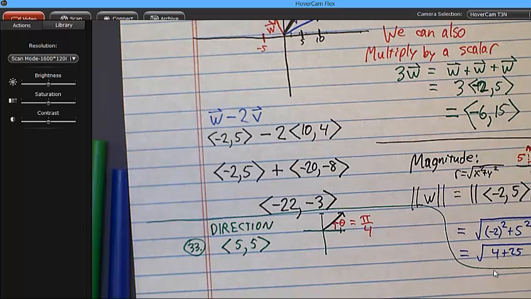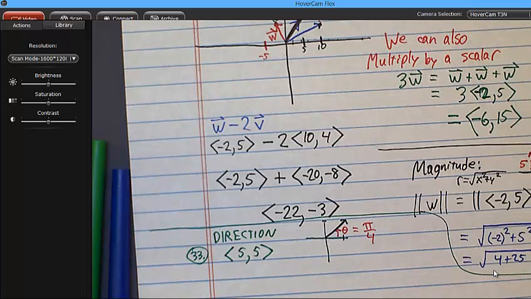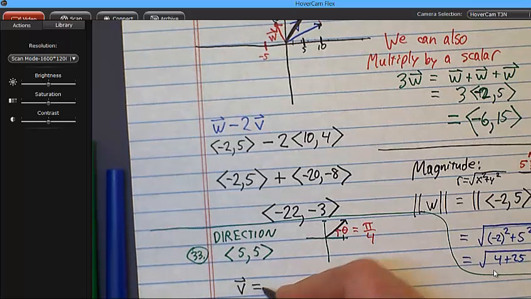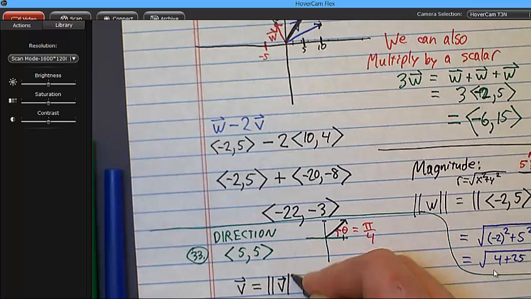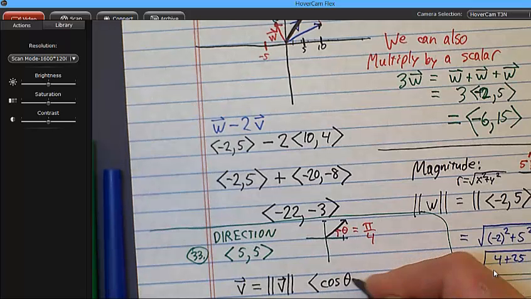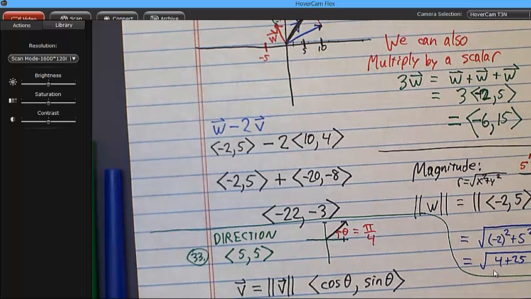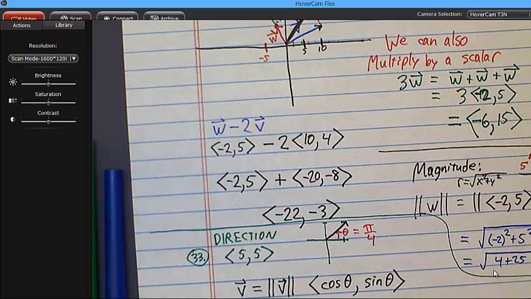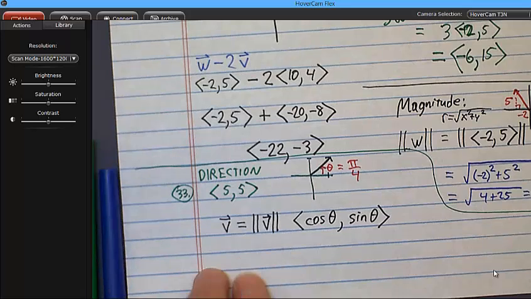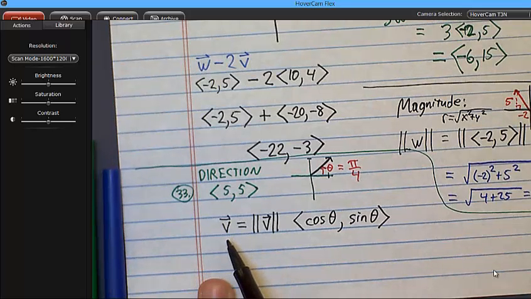Now, I guess what you need to know here, okay, is that there's an equation. Vector V equals magnitude of V times cosine of theta, comma, sine theta. This is a little weird. This is a vector. When you take the magnitude of something, do you get a vector or a scalar? Like square root of 29, what's that? That's a scalar, right? So this equation says, hey, another way of writing vector V is take its magnitude and multiply that by cosine theta, sine theta.